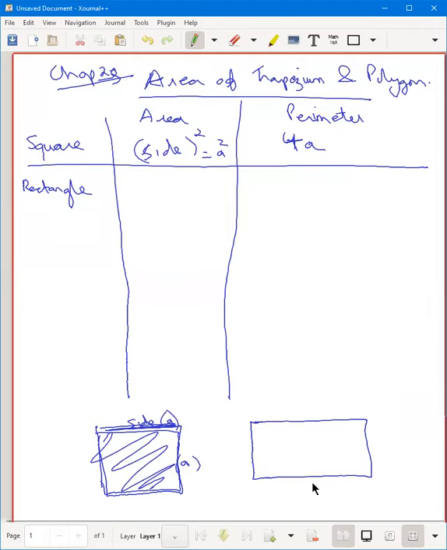Area of the rectangle, it is length into breadth. And what is the perimeter? Twice length plus breadth. 2 into L plus B? Okay.